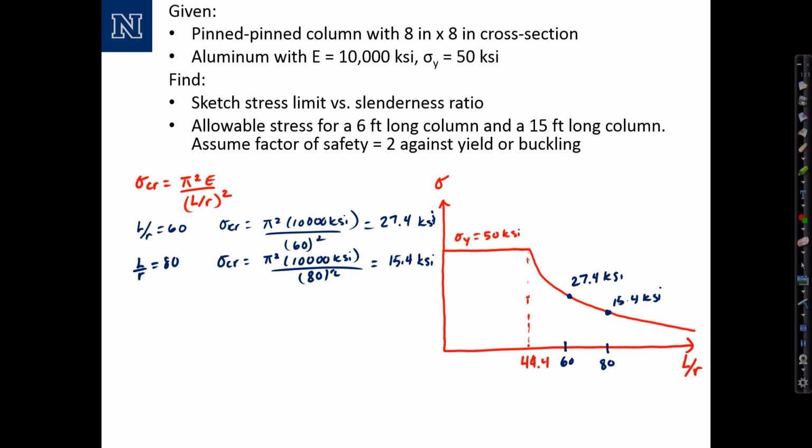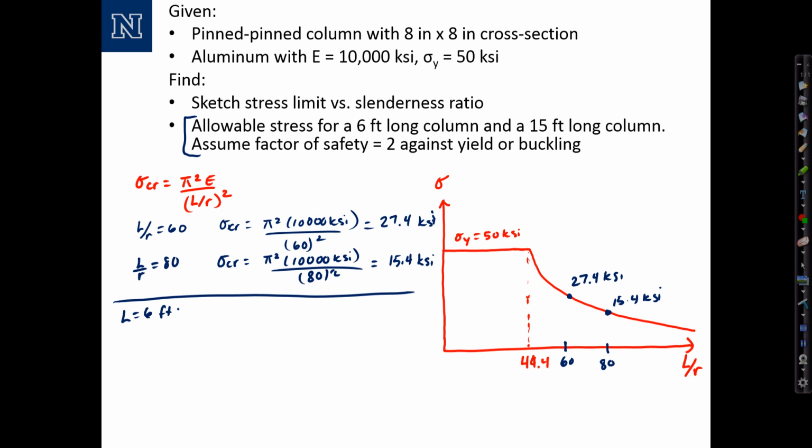Okay? Now let's turn to the second part of our problem and find the allowable stress if the column is 6 feet long and the allowable stress if the column is 15 feet long. Okay? Key here, we want to find the slenderness ratio, compute sigma crit, sigma y, and see which one controls. So start with L equals 6 feet.